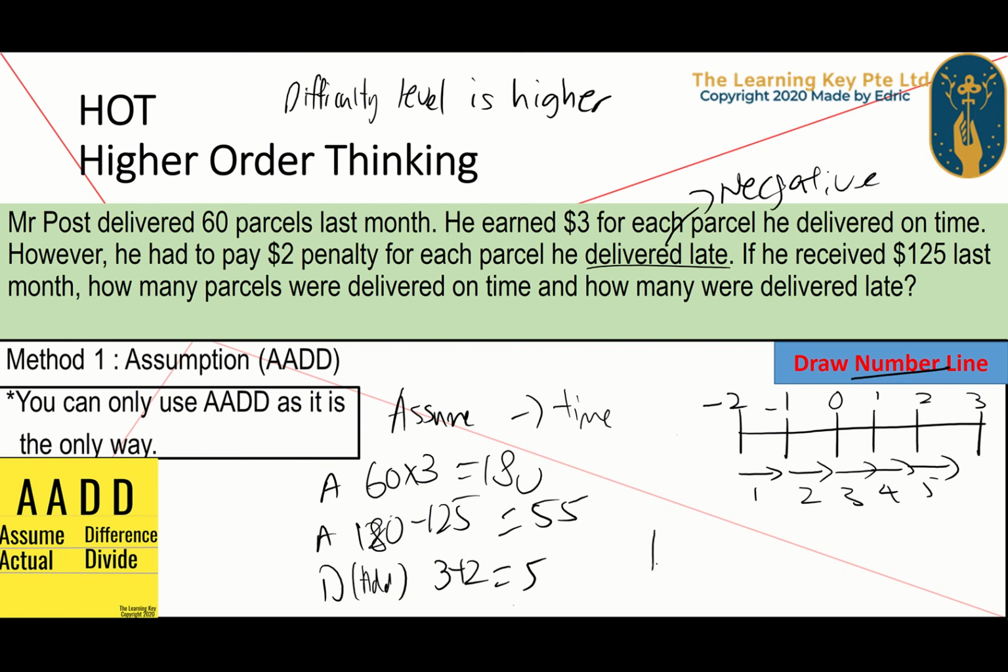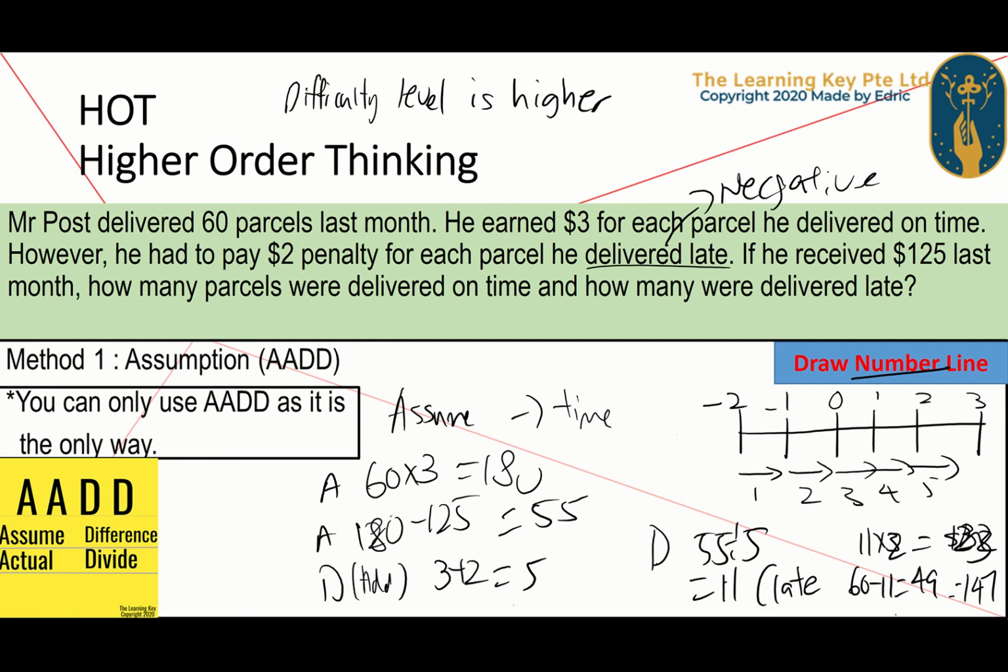So that means it should be 55 divided by 5 equals 11. This is the late. So he paid $33 only. Oh, he paid $22, sorry. He paid $22, okay? Then that means 60 minus 11 equals 49. So that means he earned 49 times 3 equals 147. So 147 minus 22 equals to, oh wait, they didn't ask for that, right?